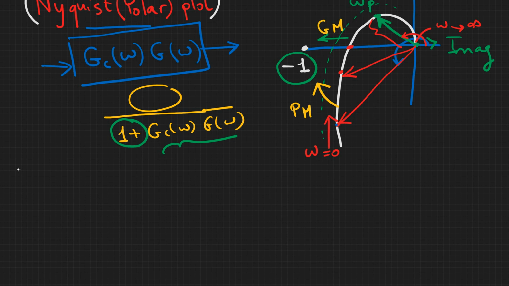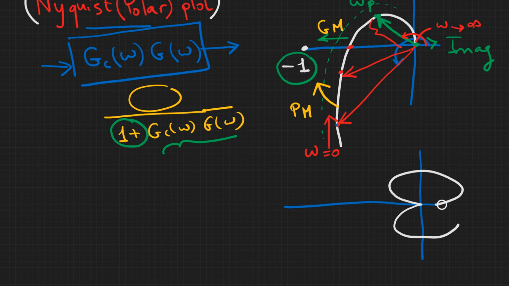Okay, it's not as intuitive as the Bode plot, or maybe not as easy to calculate as the Bode plot. But there is another advantage here. Let's take another example. Let's say your polar plot or your Nyquist plot is something like this, maybe this doesn't look very nice here.